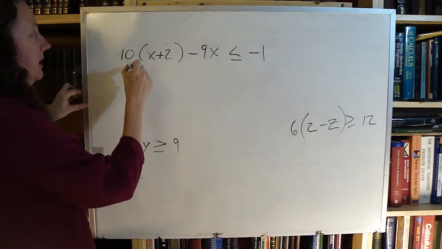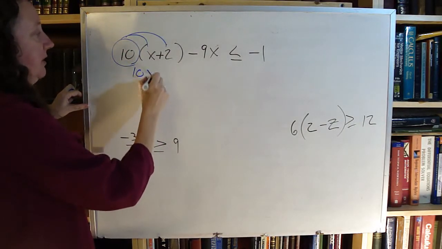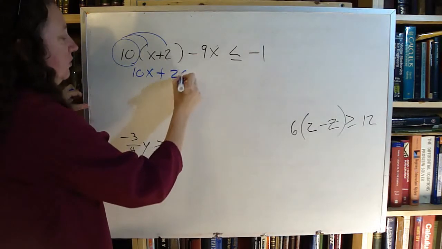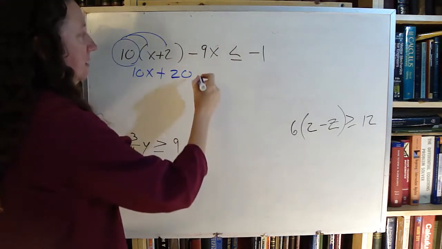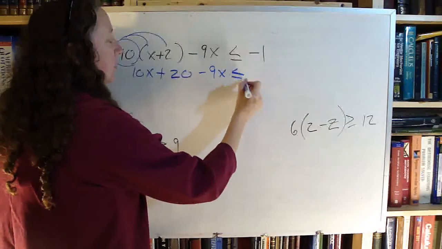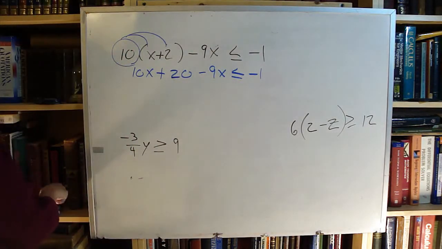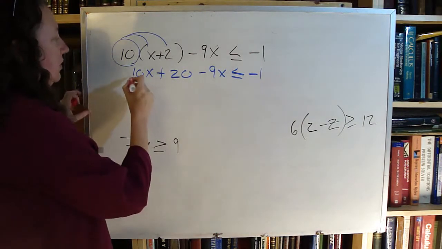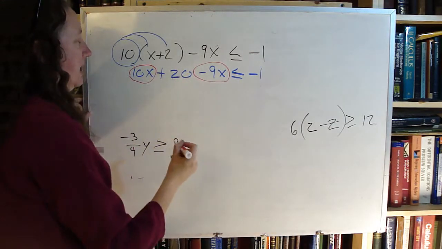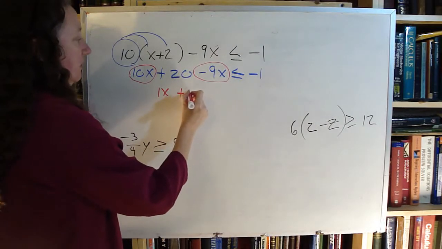In order to combine them, I need to distribute. So 10 times x is 10x, plus 10 times 2 is 20. Carry down the rest of the problem. Minus 9x is less than or equal to -1. Combine my like terms. 10x minus 9x is 1x. Carry down the rest of the problem.